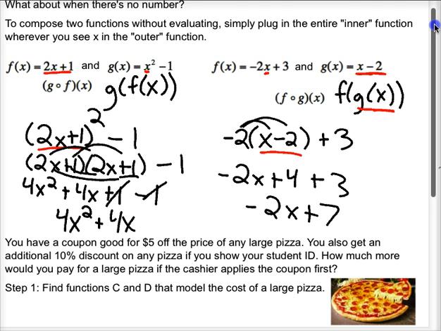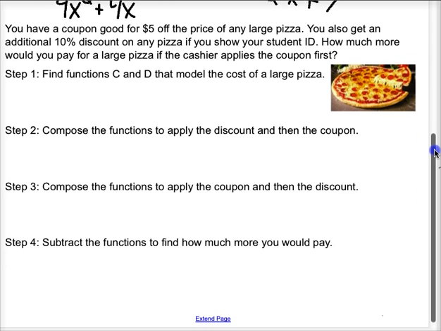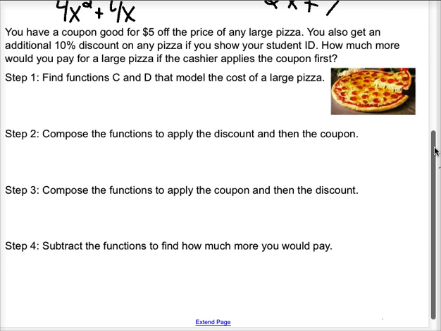So let's take a look at where we can actually apply this. So you have a coupon good for $5 off the price of any large pizza. You also get an additional 10% discount on any pizza if you show your student ID. How much more would you pay for a large pizza if the cashier applies the coupon first? All right, so this is getting at the idea, which is better to apply first? Do you want to apply the discount and then the coupon? Or do you want to apply the coupon first and then the discount?